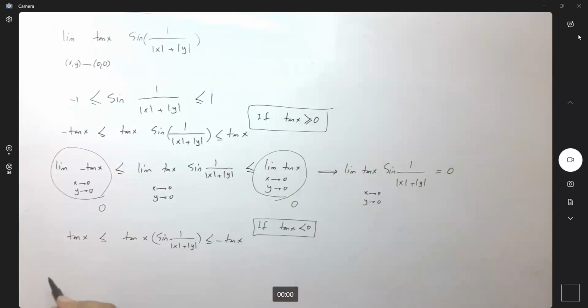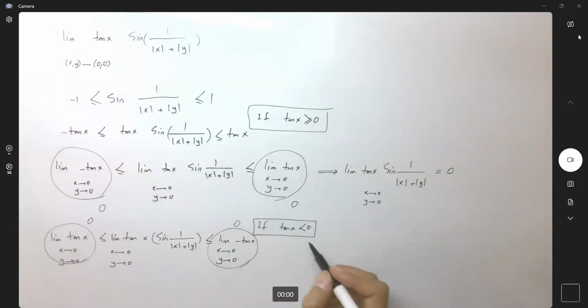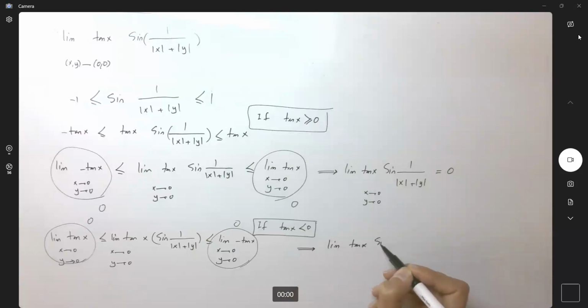Now start taking the limit. Once you take the limit as x goes to 0, y goes to 0, and the limit here of negative tangent x as x goes to 0, y goes to 0, these two limits are equal to 0. So again, the squeeze theorem guarantees that the limit in this case is also 0.